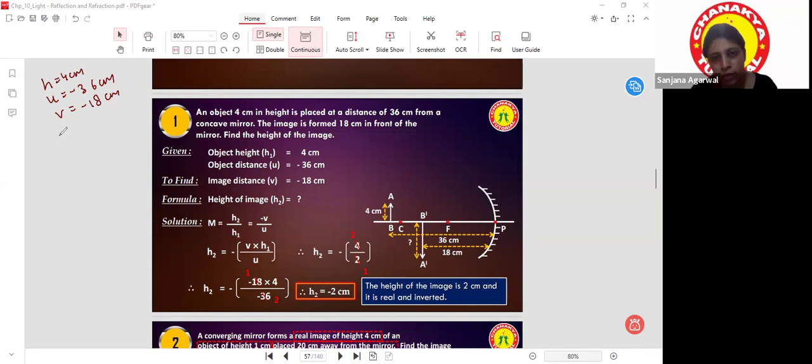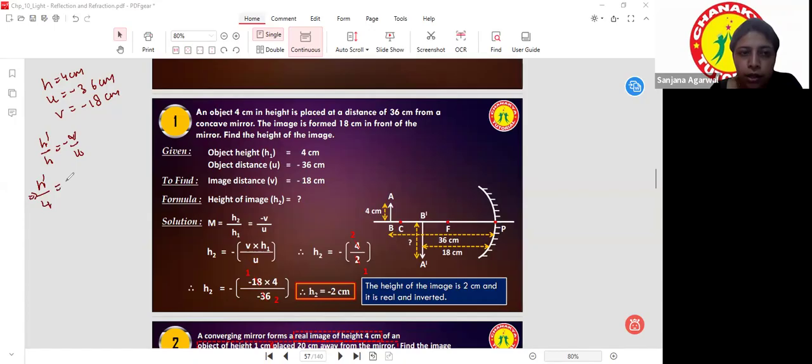Height of image. Children, we are not asked to find focal length, neither is it given. So no need to use the mirror formula. h dash by h equals minus v by u. Put the value. Height of image is to be found out. Height of object is 4, equal to minus minus 18 by u, which is minus 36. So here we are getting h dash as negative of 4 by 2, that is minus 2 centimeter. The height of our image is minus 2 centimeter.